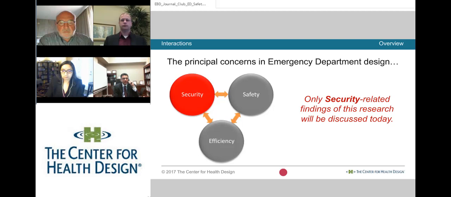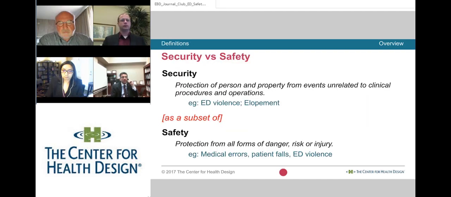And when we started the study, we looked at both safety and efficiency and trying to understand how the design, how things we manipulate affect those two domains. And as we started analyzing the data coming out of the study sites, we came to the realization that security and safety, although they are related concepts, the security itself can stand on its own as a separate paper for scholarly journal, as well as a separate presentation. So here are the two critical definitions.